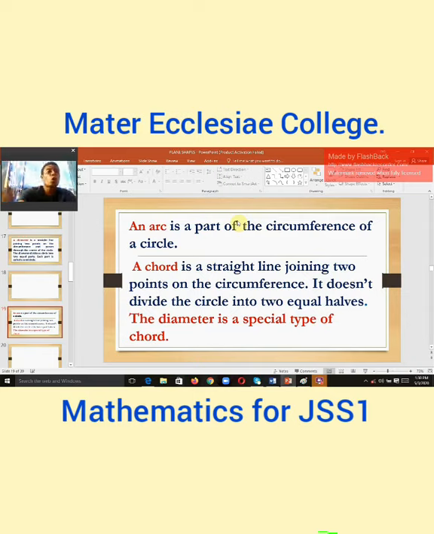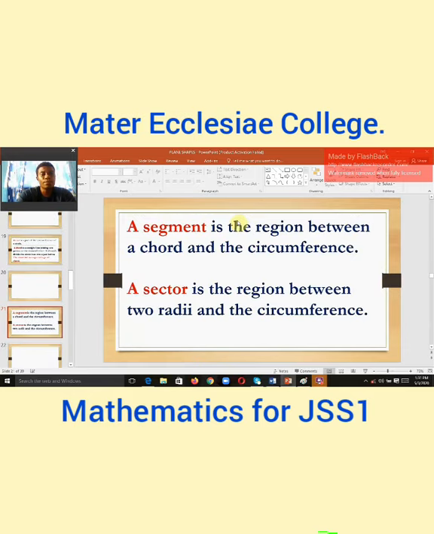So not all chords divide the circle into 2 equal halves, but any chord that divides the circle into 2 equal halves is a diameter. A chord can be drawn anywhere in a circle. It can divide the circle into 2 equal halves, or it might not. But a line that divides the circle into 2 equal halves or 2 unequal halves is a chord. Please just take note of that.